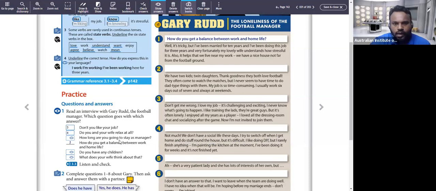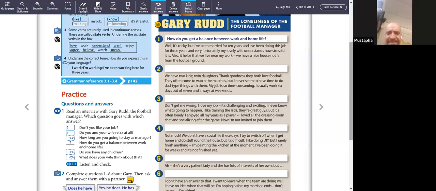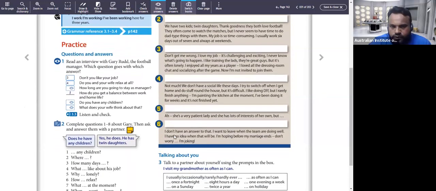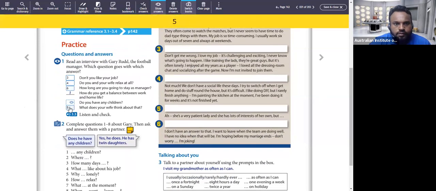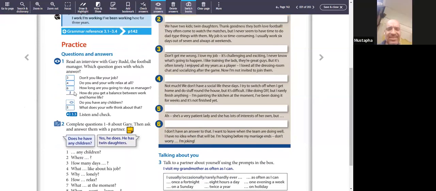Next one. How long are you going to stay as a manager? So it's more of the job and all those things. Number 6. Let's see what number 6. I don't have an answer to that. I want to leave when the team are doing well. Yes, that's right. So number 6. Which one? This one. Yes, this one, number 6. That's right. Okay. Next one.